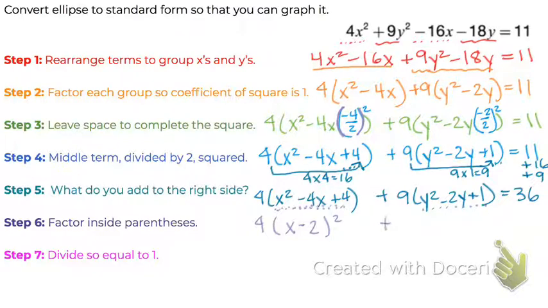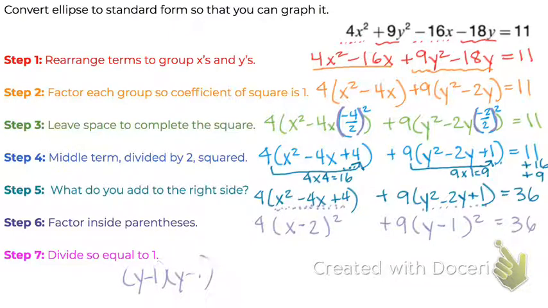So here we have 9y. And if you look back up to step number 3, what was being squared when we were trying to figure out what to add there? Negative 2 divided by 2 is negative 1. So it's y minus 1. And again, if you want to check it, you can just do FOIL and make sure that that gives you the y squared minus 2y plus 1.